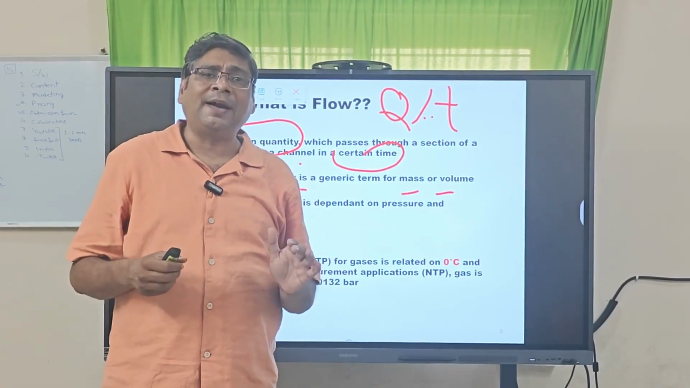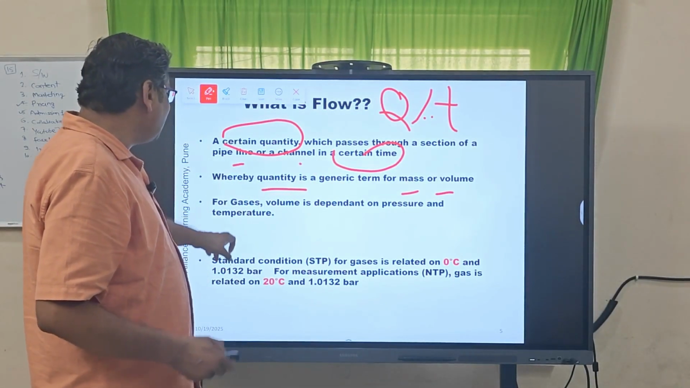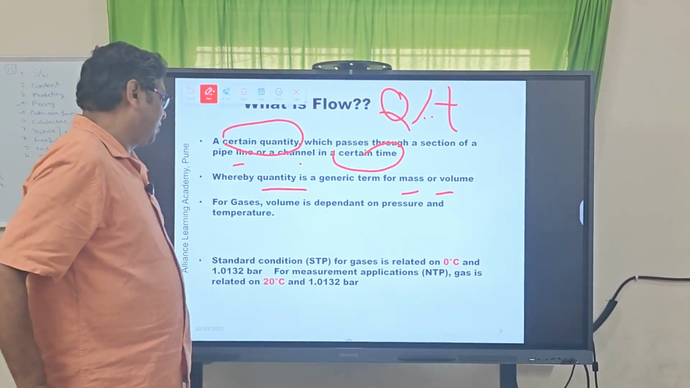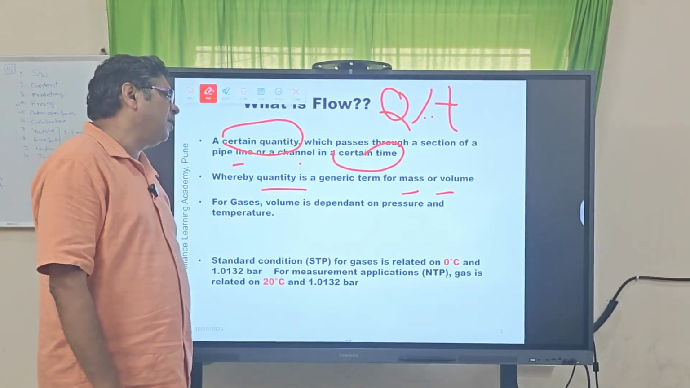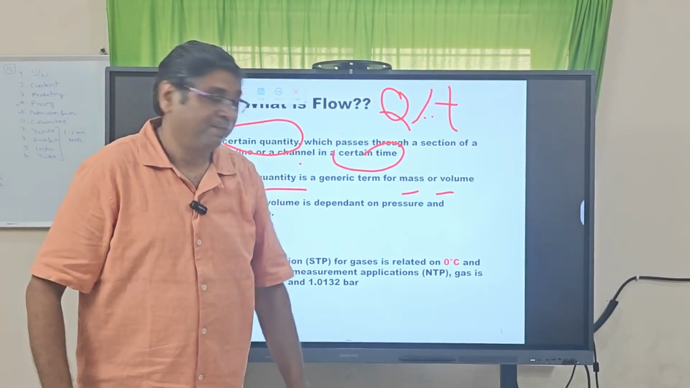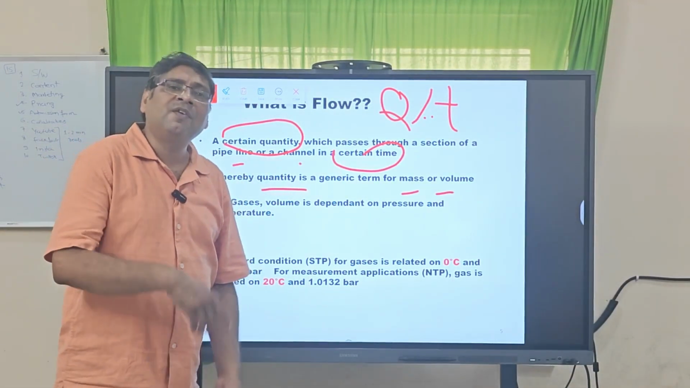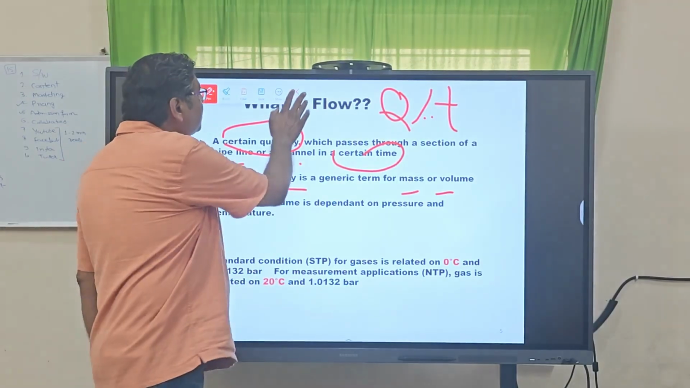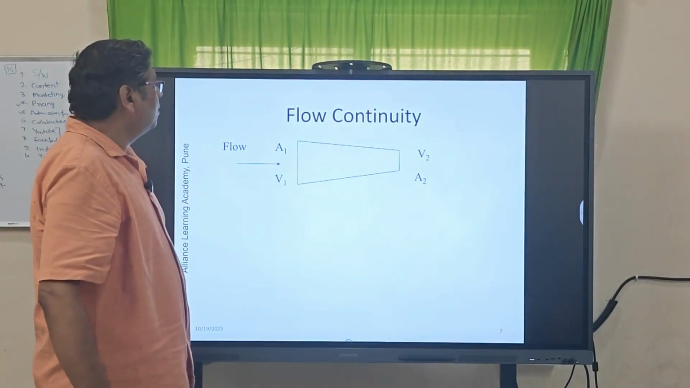Now a very important point is coming. The volume of gases is dependent on pressure and temperature. This is a very important point which you see when we do the measurement of gases and steam. Then STP and NTP will come, and when we study the vortex flow meter, at that time we will see this in more detail.